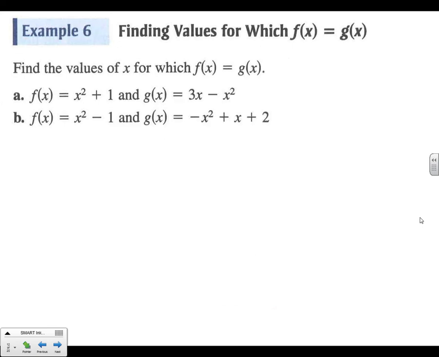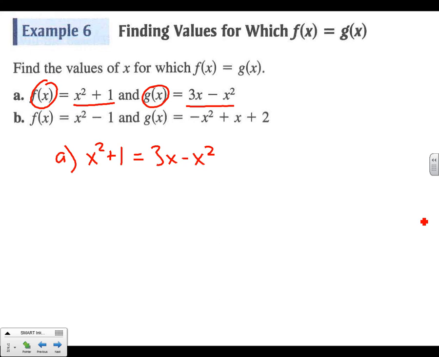All right, example 6. Find the values of x for which f of x equals g of x. So this equals this. Let's substitute in. F of x equals x squared plus 1. That's equal to 3x minus x squared. Let's go ahead and solve. We'll add x squared to both sides. Okay, so we've got 2x squared. We're going to minus 3x, get minus 3x plus 1. We put everything on one side.